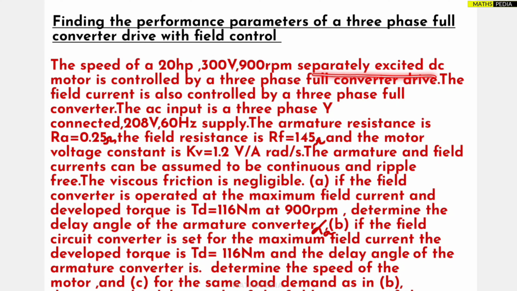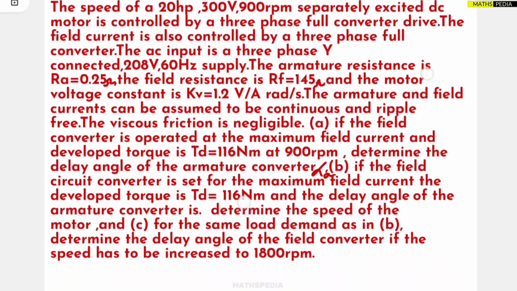And for the separately excited DC motor, I hope you know the formulas, all the formulas you have to remember: VA, EG, TD, developed torque, everything. Okay. The AC input is a three-phase star connected, 208 volts supply. Okay, that is fine. So let us start writing the values given.